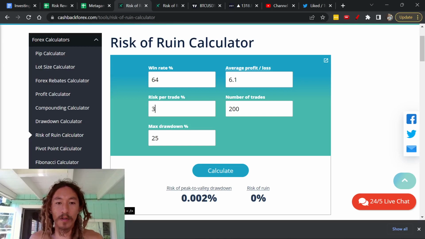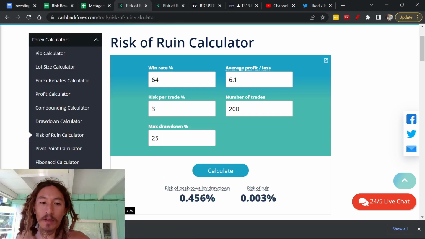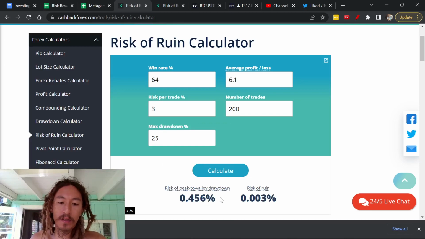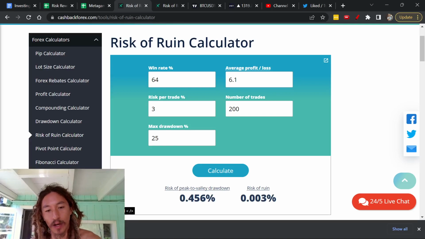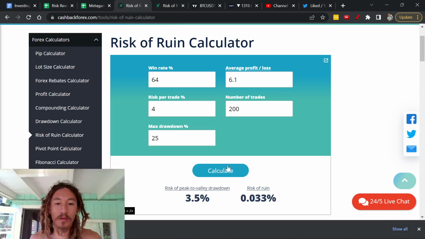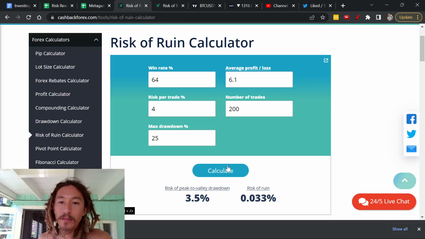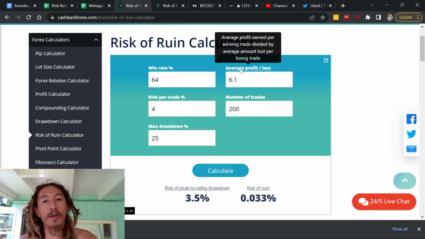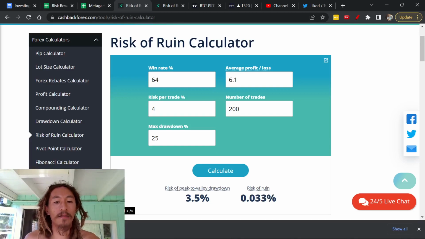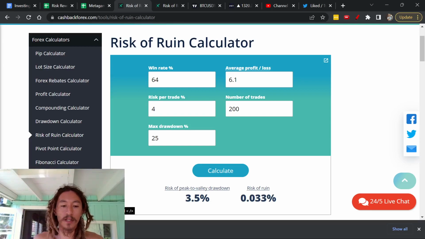So I could risk even more. Let's try 3. So here I have only a 1% chance of having a 0.5% chance of having a 25% drawdown. Okay, let's go more. 4. So if I risk 4% per trade, then I have a 1 in 30 chance of having a 25% drawdown over the next year.